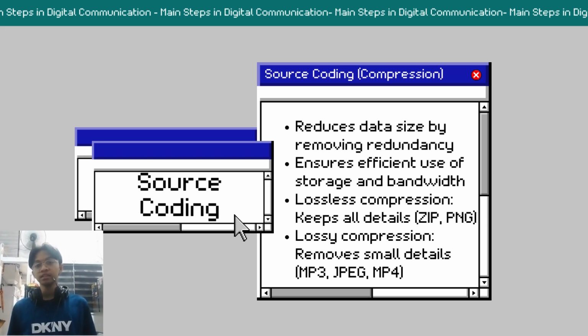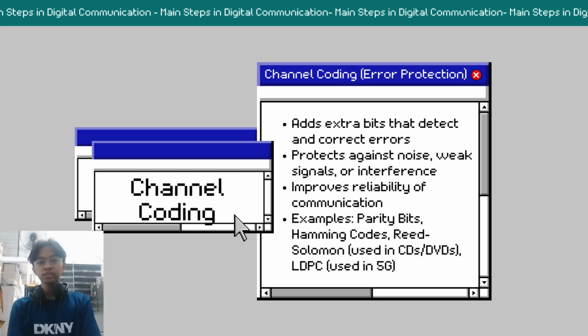Once the data is compressed, the next challenge is to make sure it doesn't get corrupted during transmission. That's where channel coding comes in. Channel coding, in simple terms, adds protection to the data. When signals travel, they can be affected by noise, interference, or weak connections. Imagine sending a letter. You wouldn't want it to get damaged along the way. So we add error correcting codes, like putting the letter in protective packaging. Some examples include parity bits, which check if the number of ones is even or odd, or Hamming codes, which can detect and correct errors. This makes communication much more reliable.